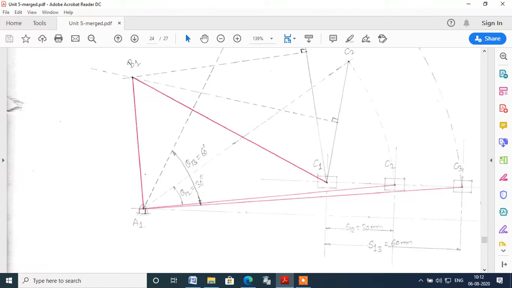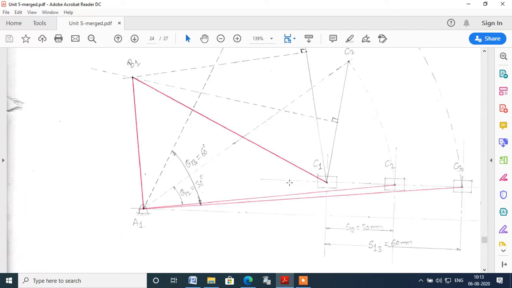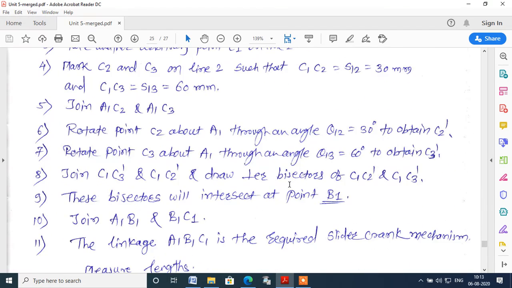Then what you have to do? By using an angle protractor, with reference to the A1 C2 line, mark an angle theta 12, that is equal to 30 degree given in the problem, and draw a dotted line at an angle of 30 degree with reference to A1 C2. This line and this arc meet somewhere, mark that point as C2 dash. Understood? Okay.